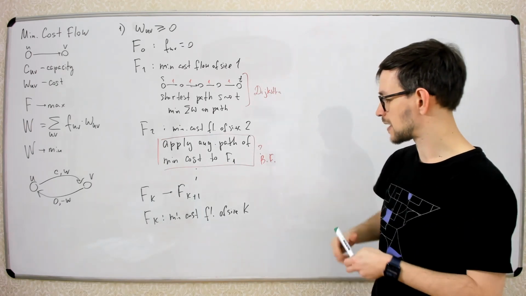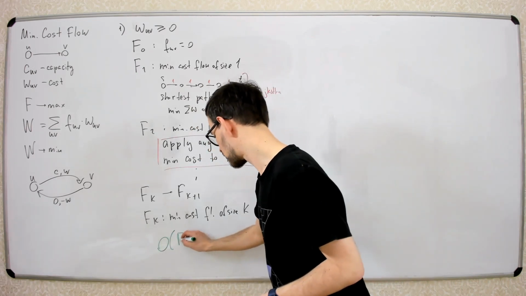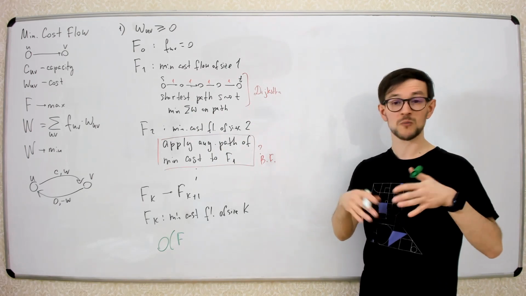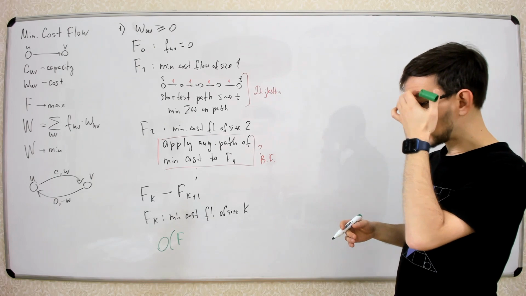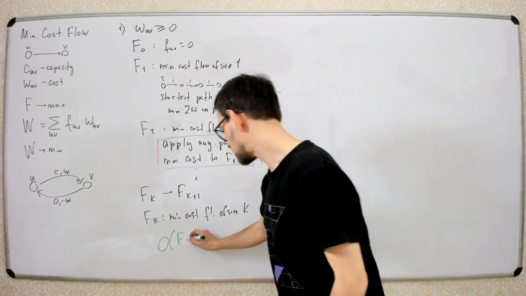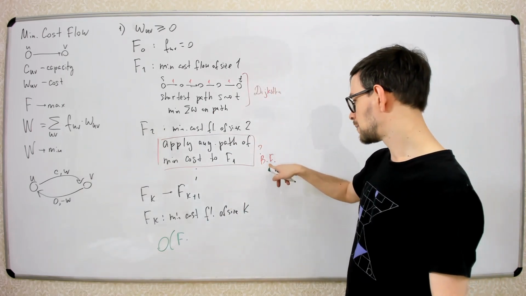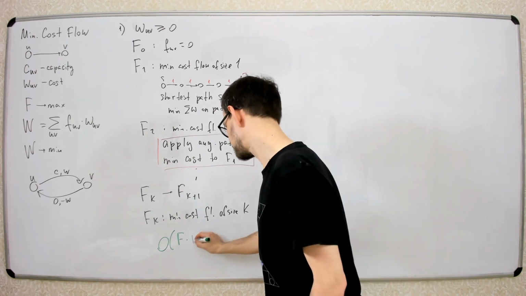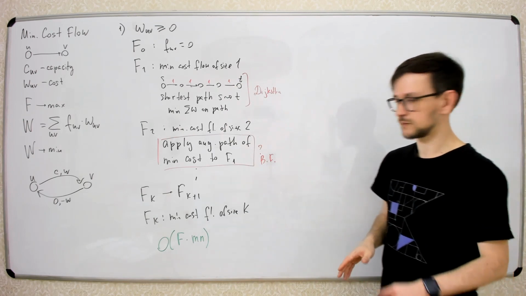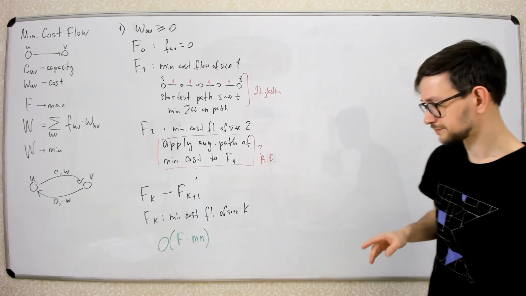So what will be the total time complexity? We will find up to f augmenting paths. F is the total amount of the maximal flow, right? Each augmenting path we find using this Bellman-Ford algorithm. Bellman-Ford algorithm's time complexity is Mn. So this is the time complexity of the current algorithm. Not great, but not terrible. Okay, nice time complexity. At least something.